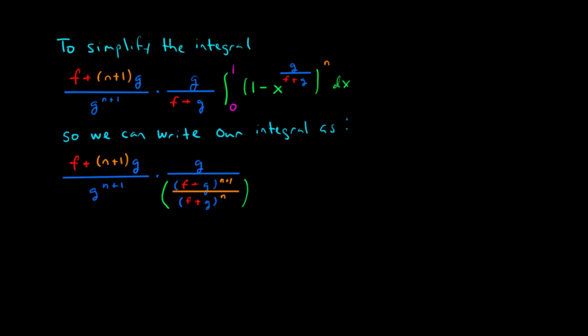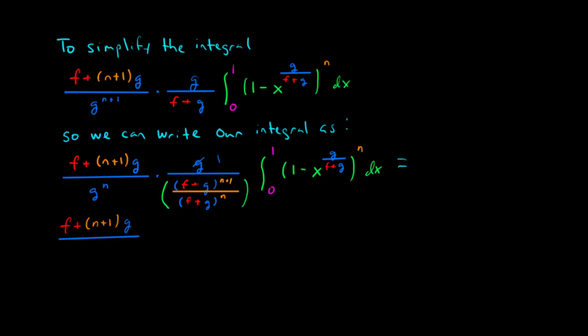I'll put some parentheses around that to keep that as one term. This is, again, times our integral from 1 to 0 of (1 minus x) to the g over f plus g, to the n dx. Now I'm just going to make some easy cancellations. I'm going to cancel the g in the numerator, and that's going to cancel a g down there in the denominator, so that term will just become g to the n. And then this will equal f plus n plus 1 times g.